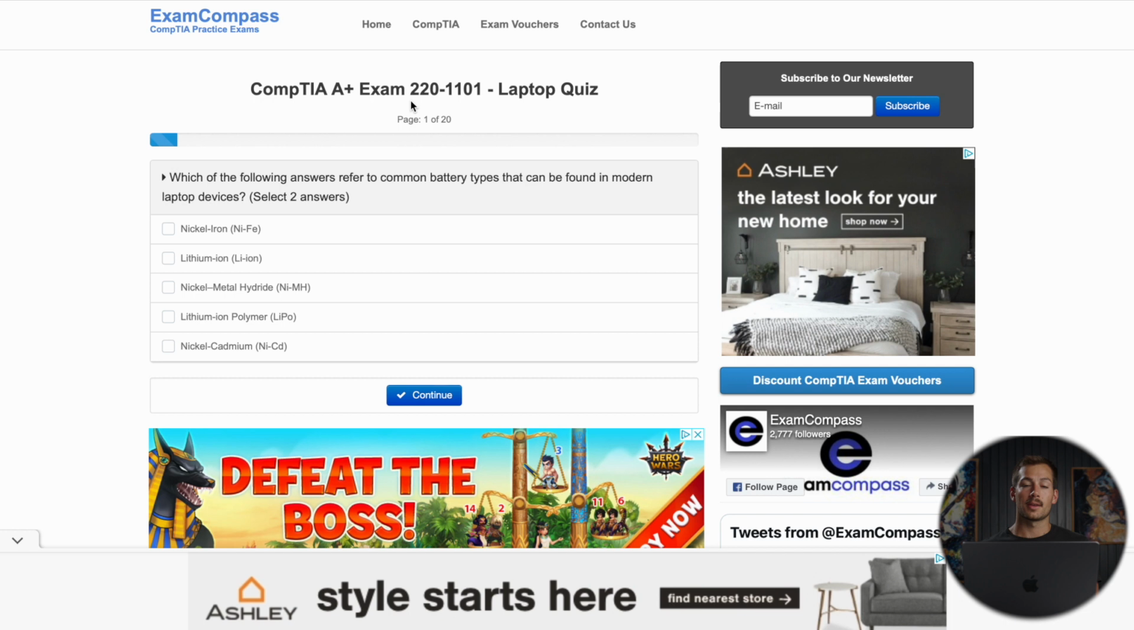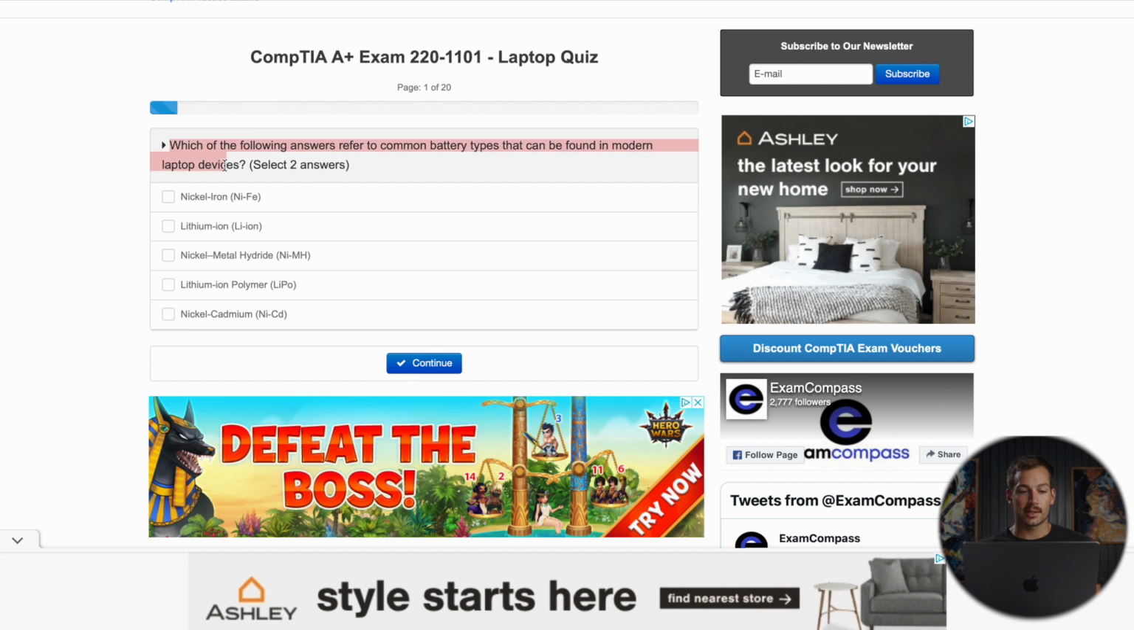All right, so we're on examcompass.com. You guys can follow along with this. It's completely free. And we're starting off this series with a laptop quiz. All right, so the question is, which of the following answers refer to common battery types that can be found in modern laptop devices? And then it wants us to select 2 answers.